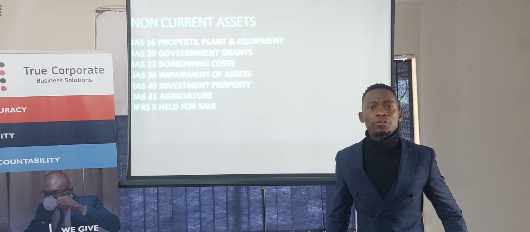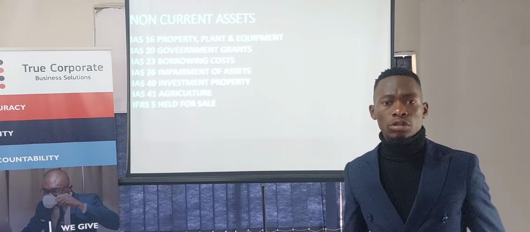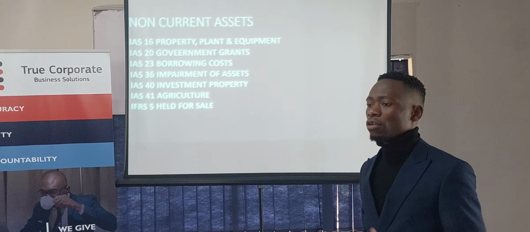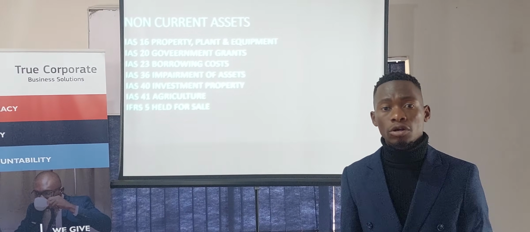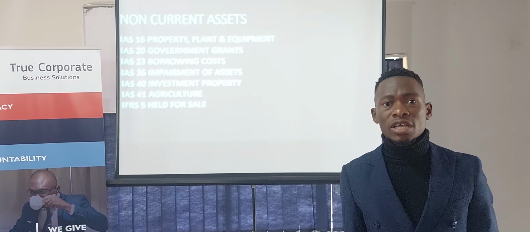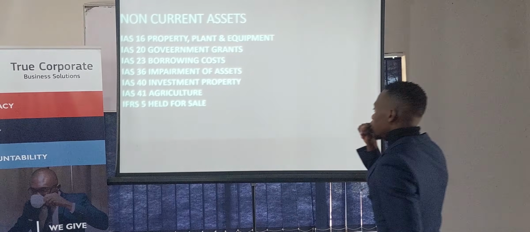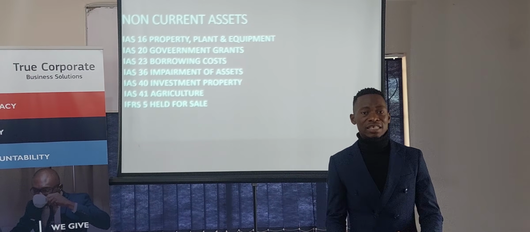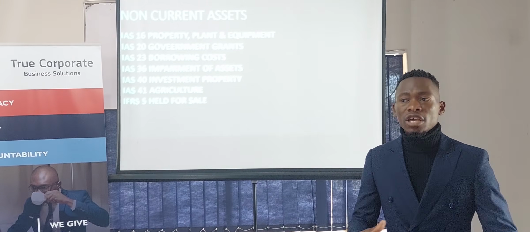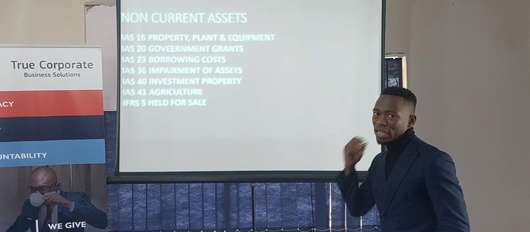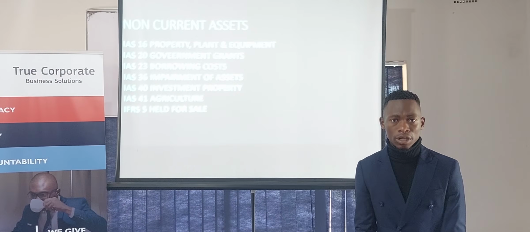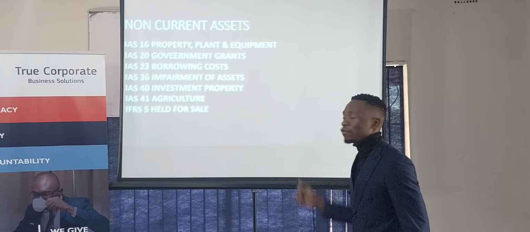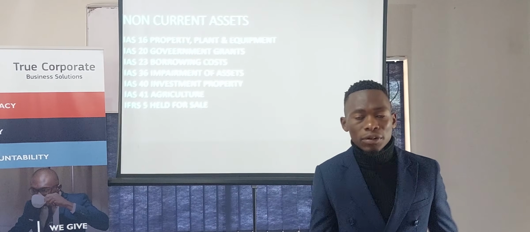What if people are manipulating? What if they are not telling the truth? What if they are lying that this is held for sale so that they won't have the depreciation amount, so that they overstate profits? So as an accountant, when you are told that a non-current asset is held for sale, don't just believe that they have the intention to sell it. You have to assess, you have to check whether it has met certain criteria. Is it really classified as held for sale, or do they just want to manipulate the books?